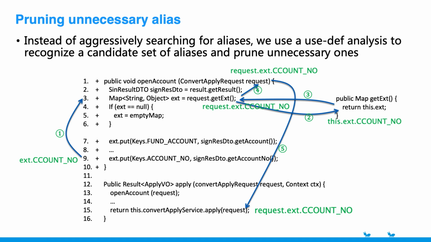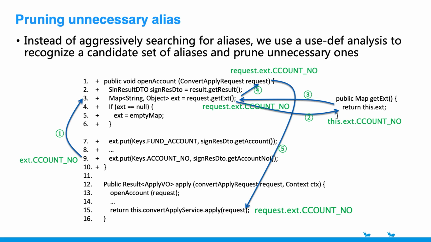For pruning unnecessary alias, the key process of finding alias is like this. It searches backward, going from line 9 to line 3, then goes to the called method, returning to line 3, and then goes to line 1 and returns to its calling site. The alias analysis in FlowDroid aggressively searches backward. It slows down the analysis by 5 to 12 times.